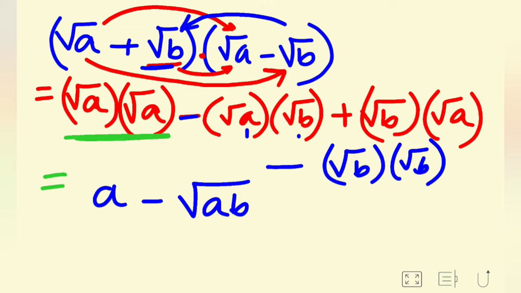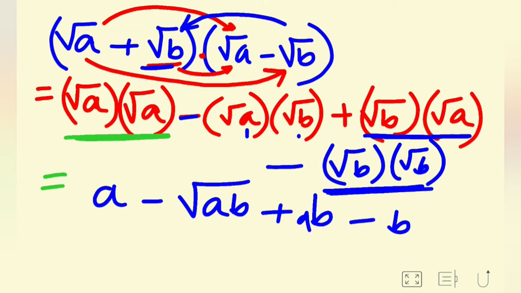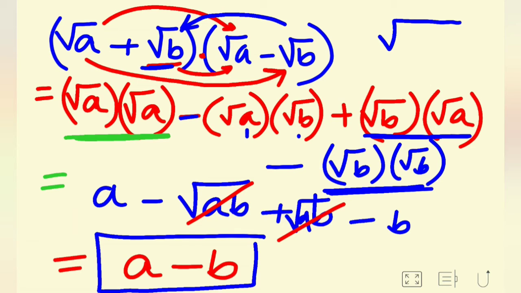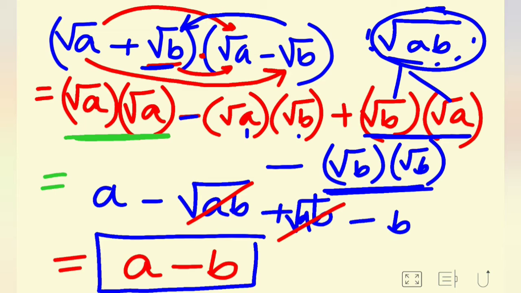This a and b will be multiplied together, plus here, and from here it is minus, like the previous one. So this will vanish: minus root over ab plus root over ab. So the result will be a minus b. Hope you have understood these things, that we have calculated root over b into root over a is ab. This is not a very difficult thing to understand.